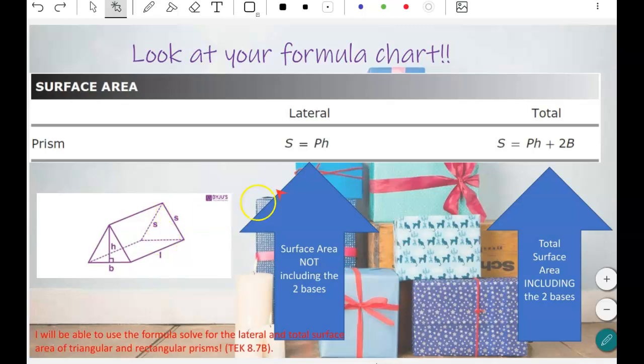So when it's talking about the perimeter here, it's the perimeter of this triangle that you'd have to find. And then when it's talking about the height, when you tilt this up, this would be the height. So the total surface area added this part, this would be the base. You'd have to find the area of this triangle because that would be the base. So then remember the lateral does not include the bases. Total surface is all of them. So it's all of the rectangles plus the two triangles.